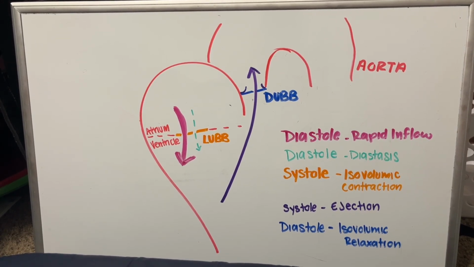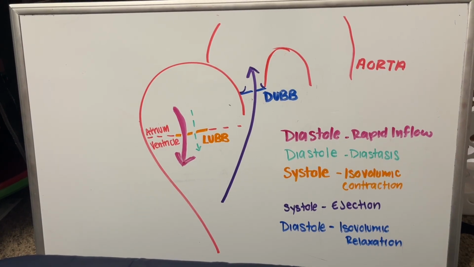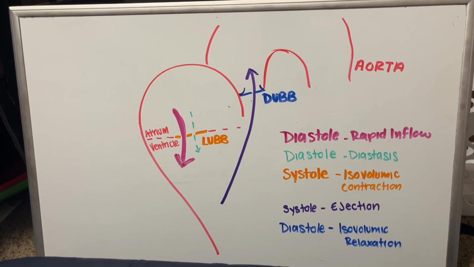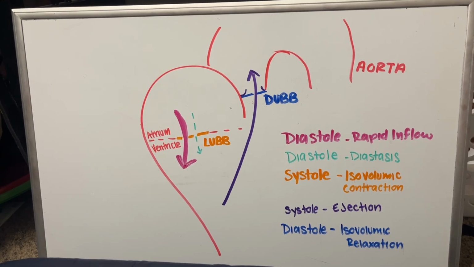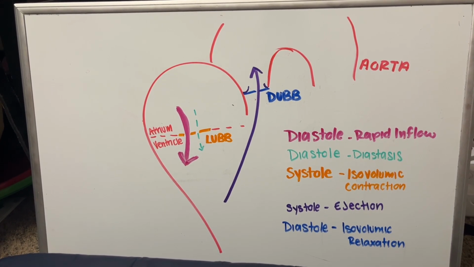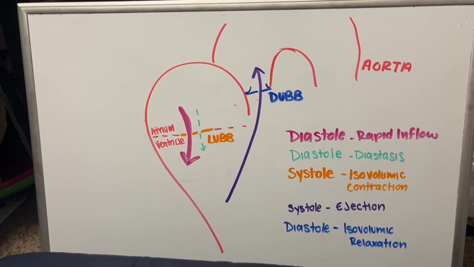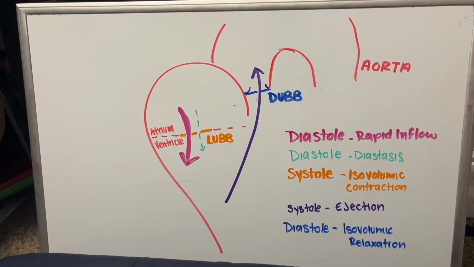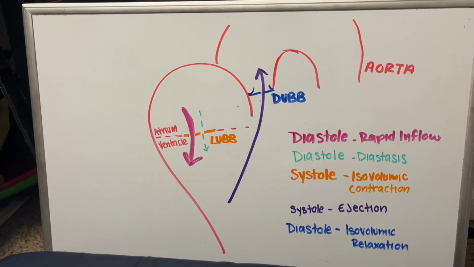The opening of the mitral valve occurs because the pressure in the left ventricle drops below the pressure of the left atrium. Blood passively flows from the left atrium into the left ventricle, rapidly filling it to about 70 to 80% capacity. Ventricular volume increases rapidly while ventricular pressure remains low. And we have diastole, diastasis, which is blood still flowing into the ventricle, but just slower because it's mostly already full. We talk about systole, atrial systole.